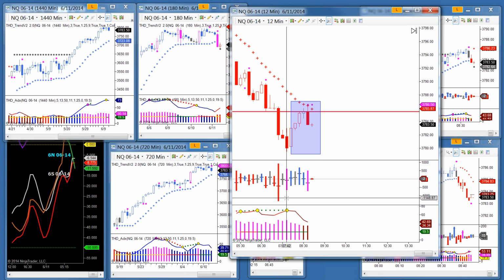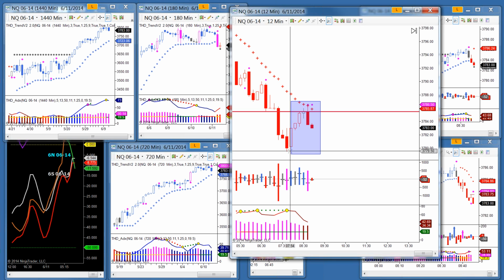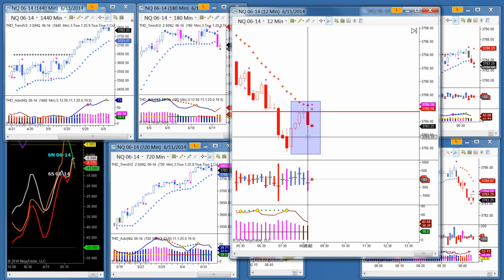Remember when Pam was in the room on Monday and she said, according to her research, 83% of the time it will take out the low of this bar. And I said, Pam, if you go back and look at it, the 22% that it does not do that, normally it's because you've had divergence. This is one of those instances, guys.